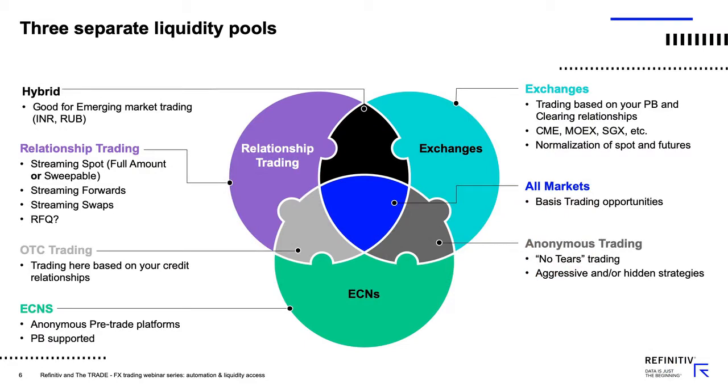We have what we call relationship trading liquidity, which is based on a relationship. Is it your personal relationship? Is it a relationship based on credit? Is it a relationship based on where your activity as a bank is? Or even where you have your contracts running?